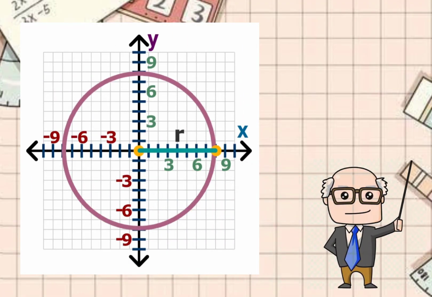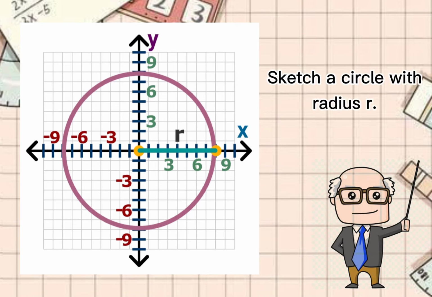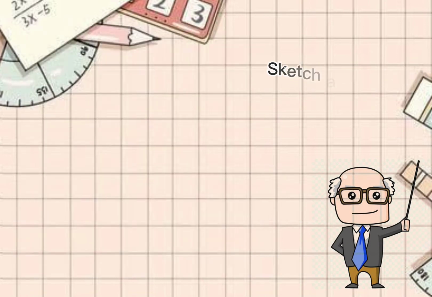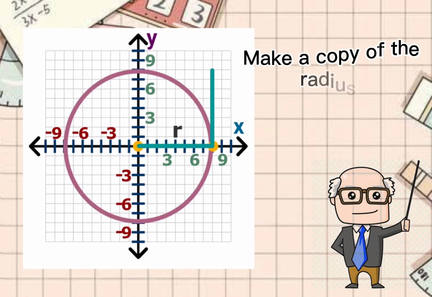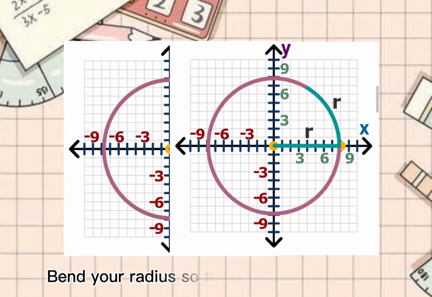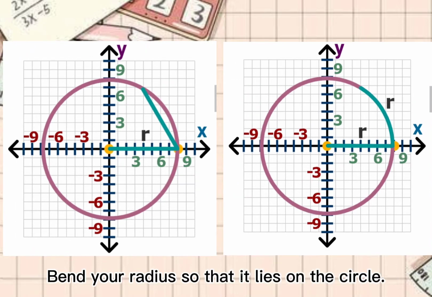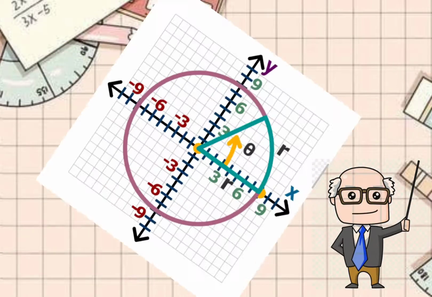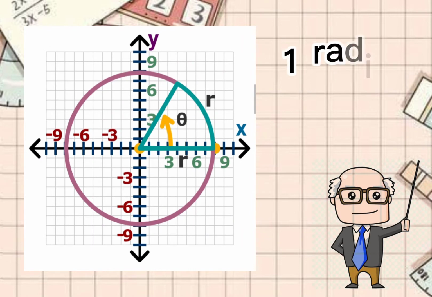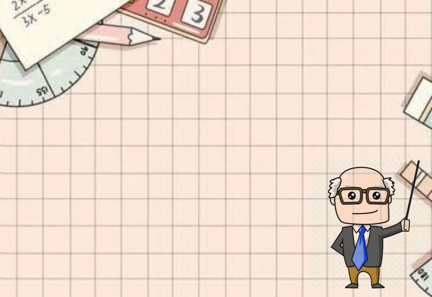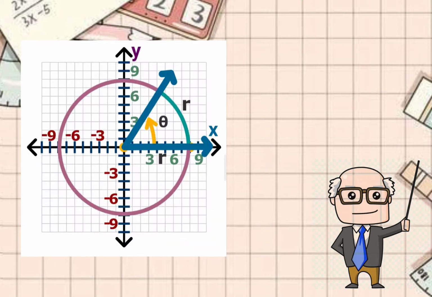Understand where radians come from. Let's begin by sketching a circle with radius r. Next, we'll make a copy of our radius and extend this vertically. Lastly, bend your copy of the radius so that it lies on the circle. An angle with its vertex at the center of a circle that intercepts an arc of the circle equal in length to the radius of the circle has a measure of exactly one radian. In our image, theta is equal to 1 radian.